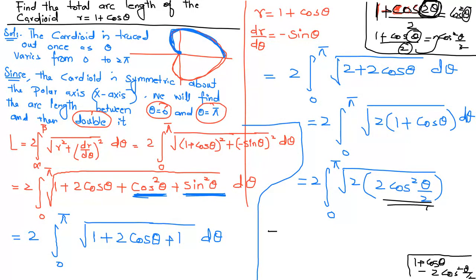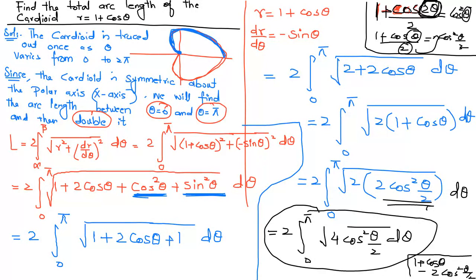So you have to take 2 times 0 to pi, 2 multiplied by 2, that is equal to 4 cosine square theta by 2, d theta. Now you have to simplify this one. I will take another page. Is this clear till now? Any question?